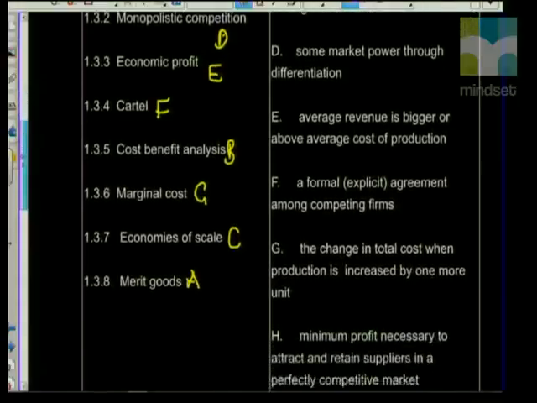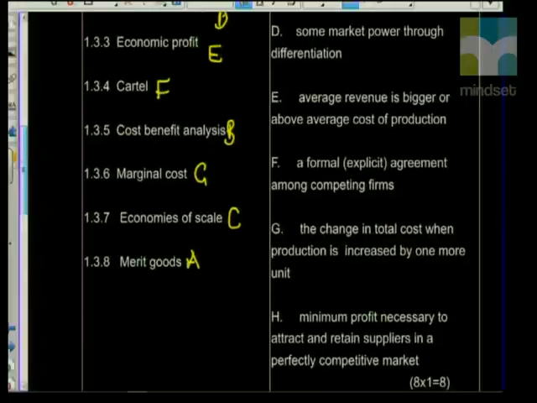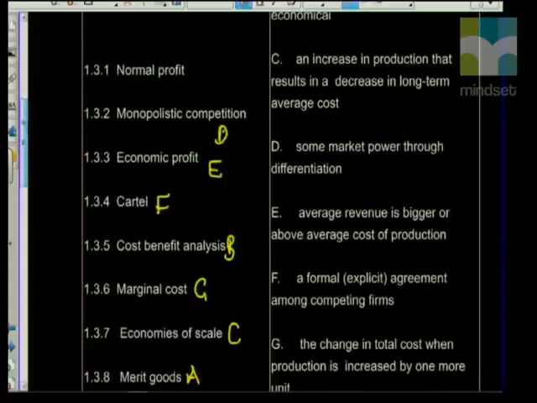And the last option, the minimum profit necessary to attract and retain suppliers in a perfectly competitive market. The answer to that would be normal profit, H. That's all for section A.